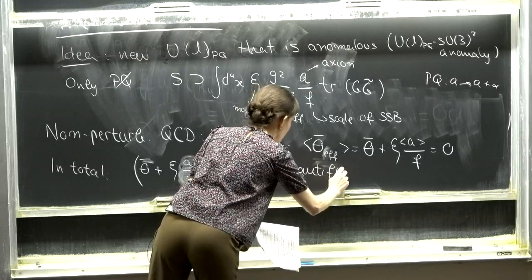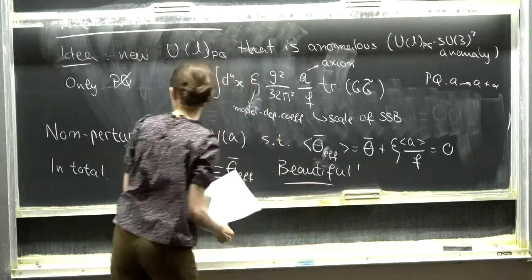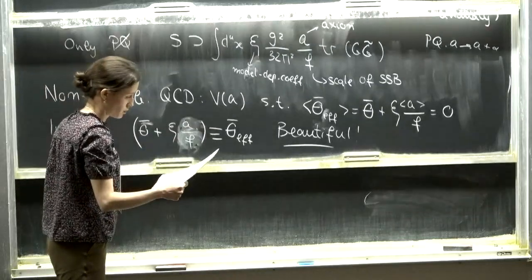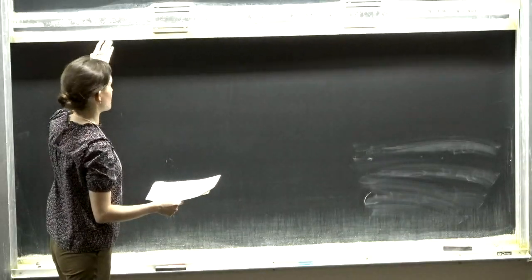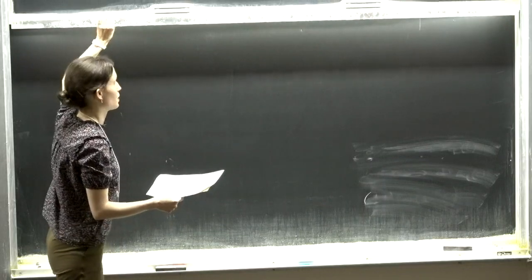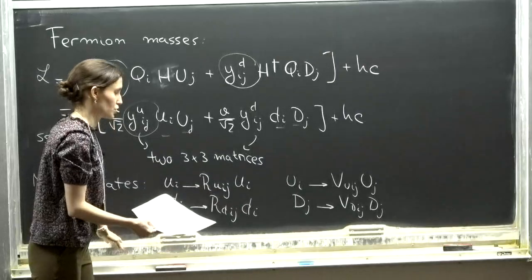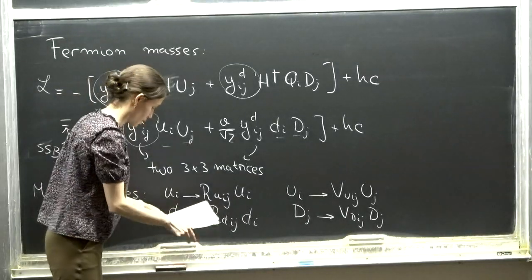and it looks a bit like a very minimal solution to the strong CP problem, and for that reason, it's also the most popular solution to strong CP, and a huge amount of experimental effort goes into trying to discover the QCD axion.